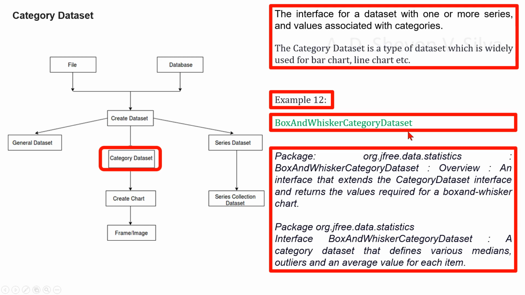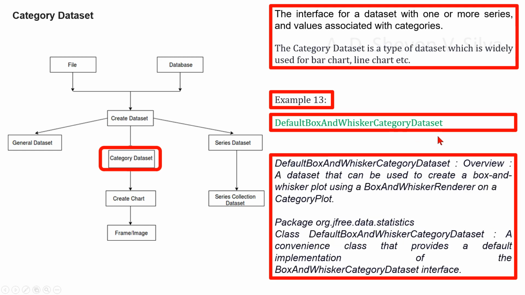The dataset represents a two-dimensional table where each cell in the table contains a complete set of statistics in one box and whisker item: a mean, median, quartile boundary values Q1 and Q3, plus information about outliers and farouts.